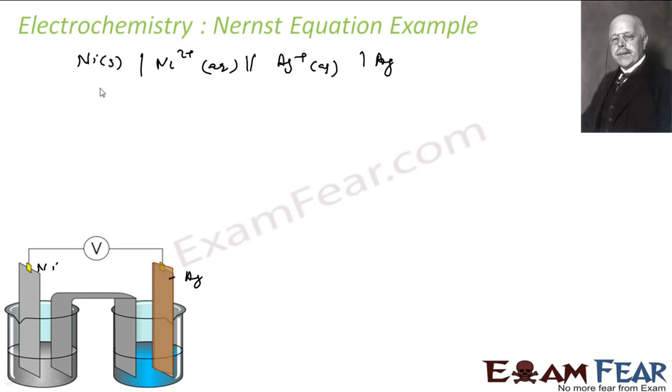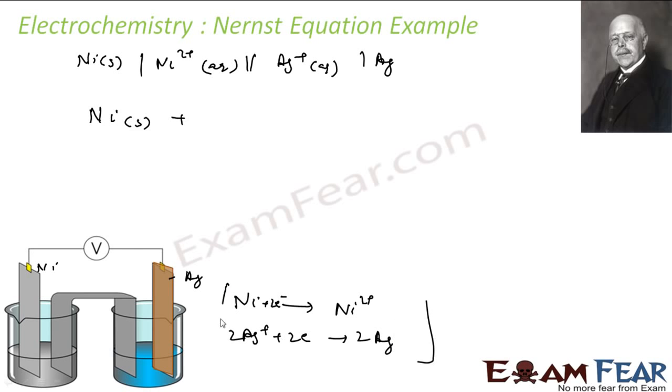First, write the balanced equation of the cell, or the electrode reactions. At the anode, nickel becomes nickel 2 plus and gives 2 electrons. Here Ag plus will take electrons to become Ag, with 2 Ag plus taking 2 electrons to become 2Ag. This is oxidation at the anode, and this is reduction at the cathode.